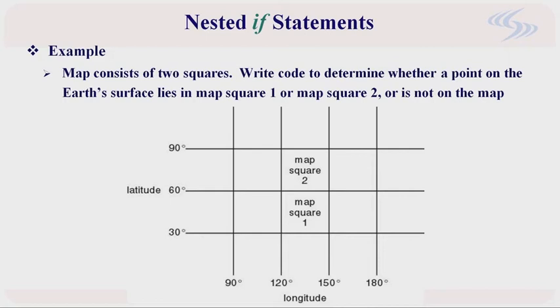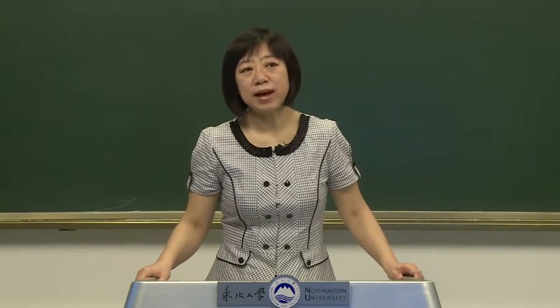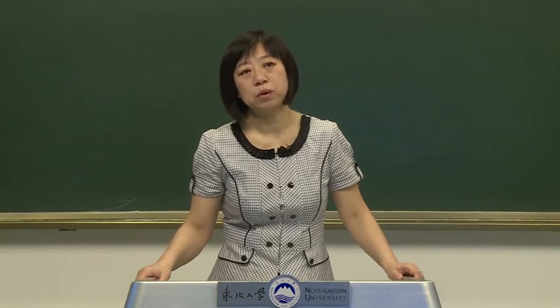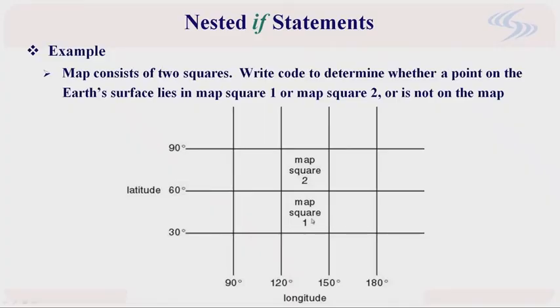For example, we have a map, and the map consists of two squares, square 1 and square 2. You are supposed to write code to determine whether a point on the Earth's surface lies in map square 1 or map square 2, or is not on the map. Here you'll find that this area is map square 1 and this area is map square 2, and you get some longitude and latitude to determine the location.